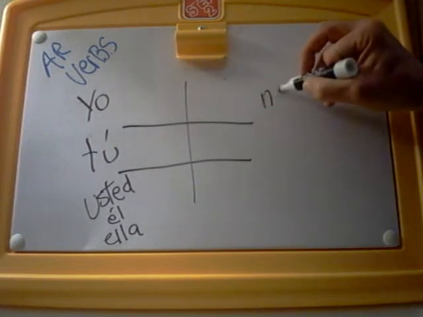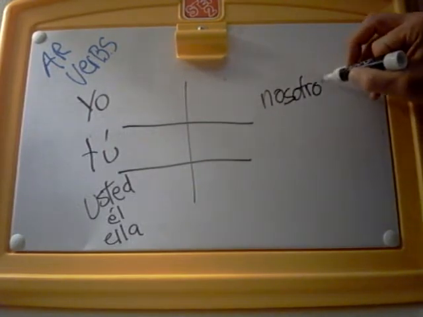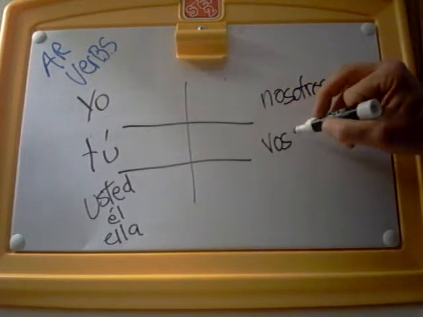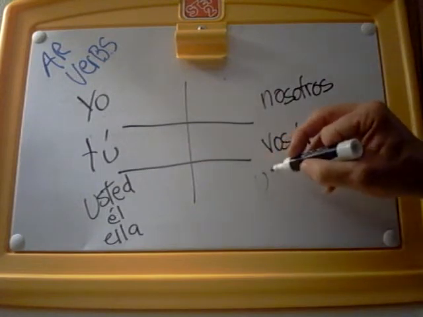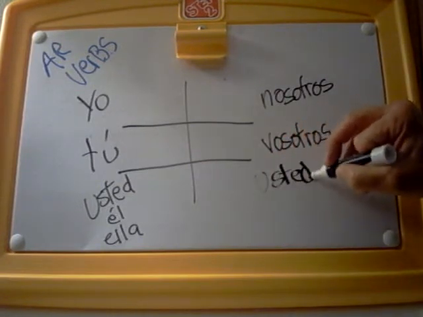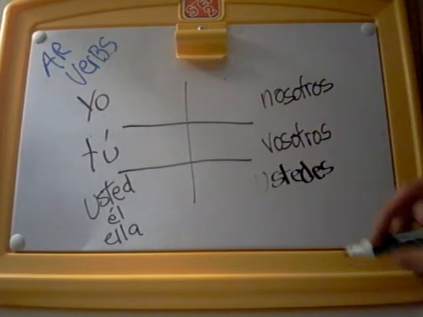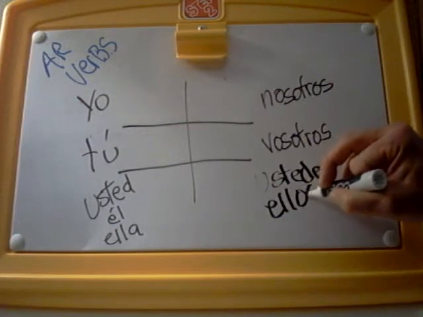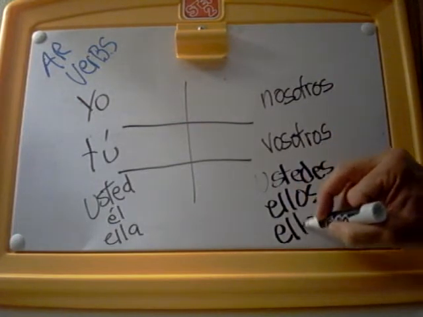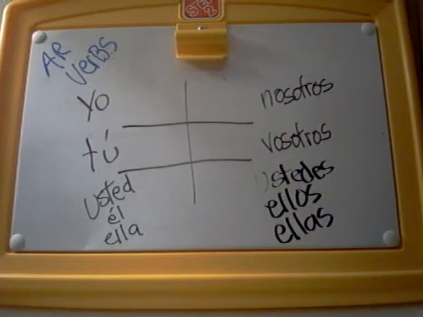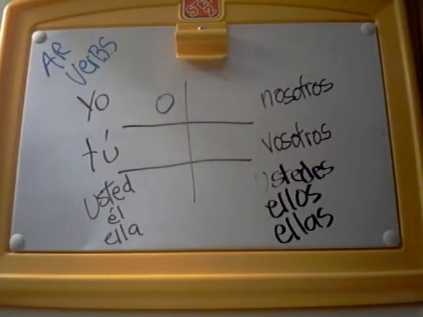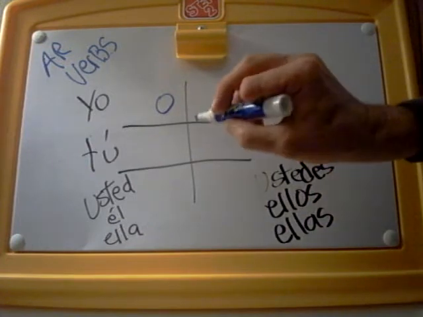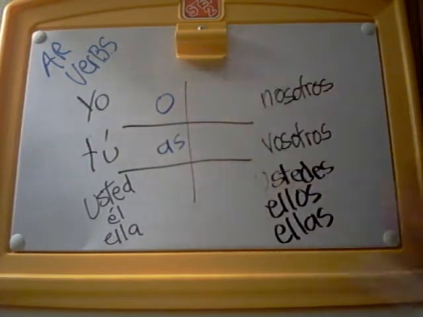And then over here we have nosotros, which is we, and vosotros, which is you all, and you all live in Spain and you're my friends. And then we have ustedes, which is you all, and you don't live in Spain necessarily. There's ellos, which is they, and they are guys. And there is ellas, which is they, and they are girls. And our endings that we use for our verbs are O for yo. Yo hablo, I talk. Tú hablas, it's an AS ending.